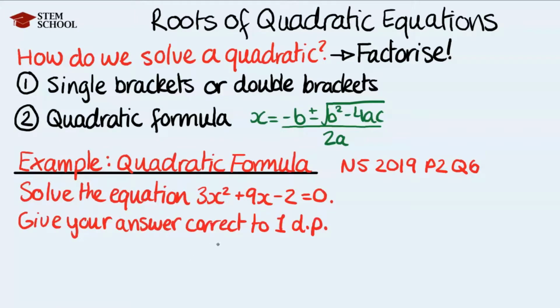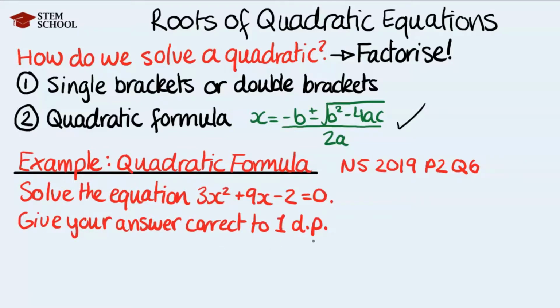Now let's have a go at this question. This question is saying, solve the equation 3x squared plus 9x minus 2 is equal to 0. And you have to give your answer correct to one decimal place. When I see this question, what I see is a quadratic equation. What I want to do is solve this equation, which basically means find the roots of this quadratic, right? Now, when you see a quadratic equation, you should firstly think, can I put this into single or double brackets? Can I factorize it that way? But sometimes the quadratic equation can't factorize, so in that case you want to use the quadratic formula.